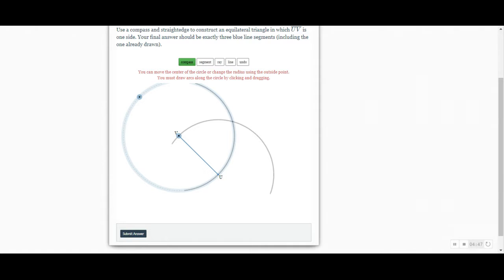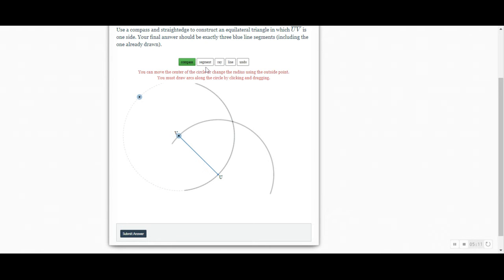What this point is telling me is that this point is on the first circle that I drew, and this point is also on the second circle. I did not change the radius at all. So that means this point is going to be the same distance from point U and from point V.